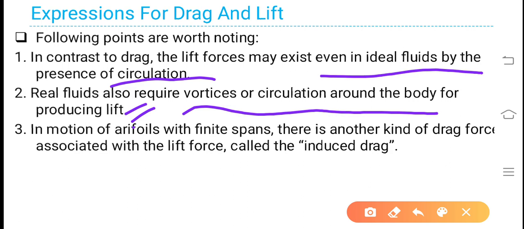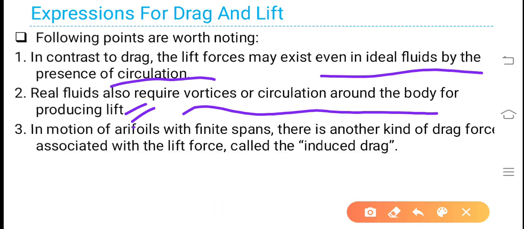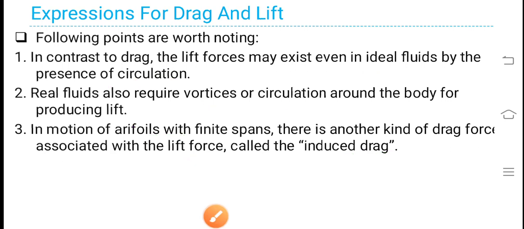Third point is in the motion of aerofoils with finite spans, limited span, there is another kind of drag force associated with the lift force called induced drag. In case of a finite wingspan of an aerofoil, there is another kind of drag force associated with the lift force called induced drag.